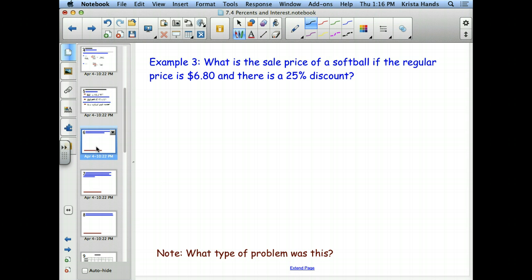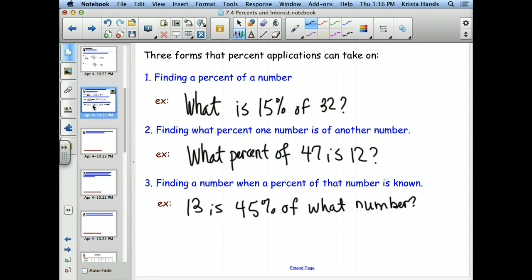What is the sale price of a softball if the regular price is $6.80, and there is a 25% discount? Okay, $6.80 and a 25% discount. Which case are you in?